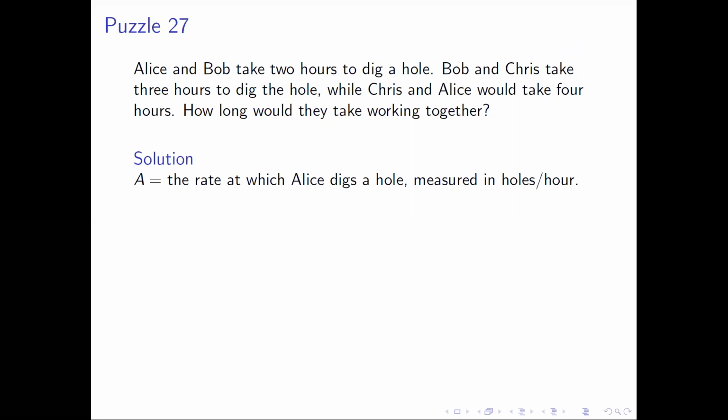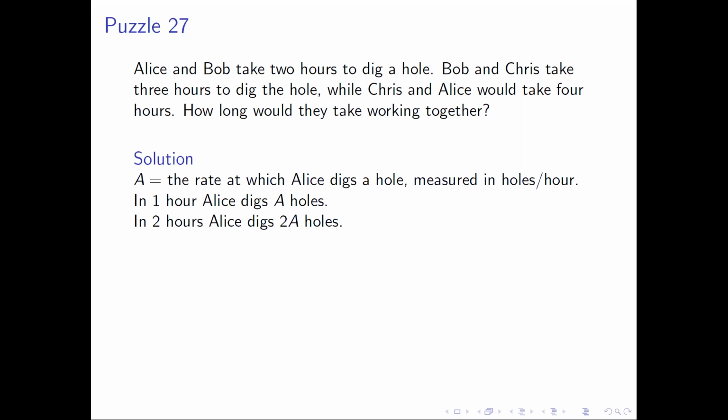So let's denote by A the rate at which Alice digs a hole, measured in holes per hour. So if A is 2, Alice digs 2 holes per hour. If A is 1/2, she digs half a hole in 1 hour. So in 1 hour, Alice digs A holes. Whatever this number A is, we will have to find it. In 2 hours, Alice digs 2A holes.